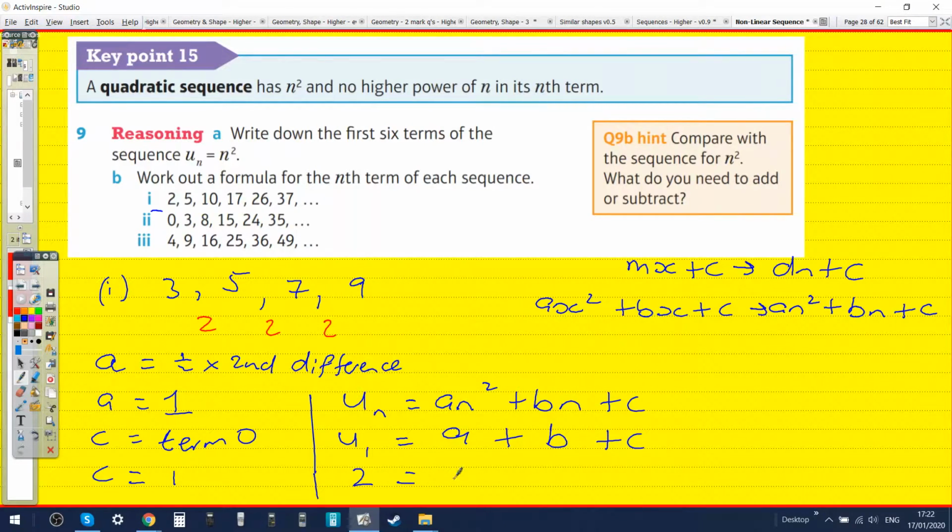What's a? 1. We're trying to find b. Do we know c? 1 as well. Yes. What does that tell you what b is? b has to be 0. Yes. And so we have found a, b, and c. So what is the nth term for this sequence?